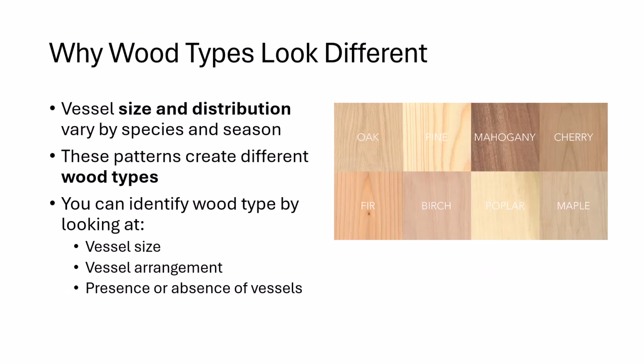Different tree species don't build their wood in exactly the same way. The size and distribution of vessels can vary depending on the species and even the time of year the wood was formed. By looking at how big the vessels are, how they're arranged, and whether vessels are present at all, you can identify different wood types.